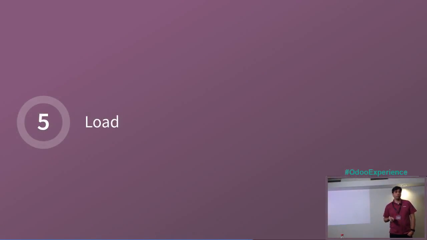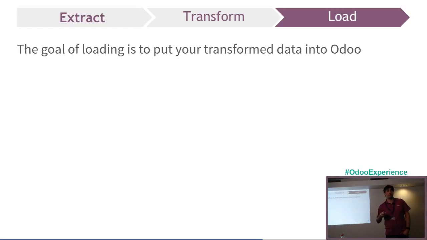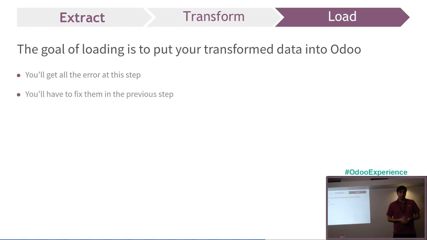So, the loading part. It's the easiest, I'd say. You just need to put your transformed data into Odoo. But you'll get all the errors at that step. You can transform anything, everything you want. The only moment you see the error is when you really import them into Odoo. So you will have to fix them, but most of the time in your transformation, not at loading. The extraction is even more painful, because you have to start further back in the process.